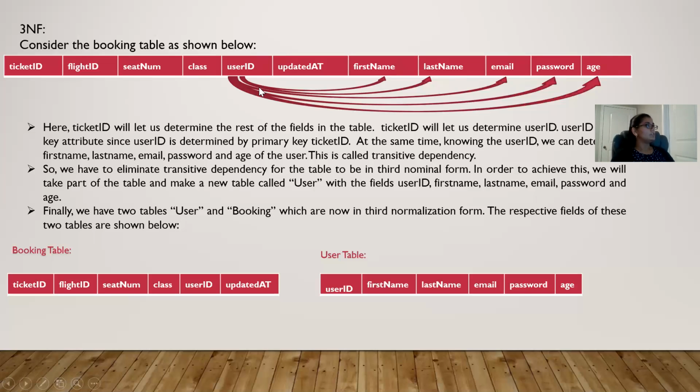So how do we do this? We do this by dividing the table into two tables, namely booking table and user table. So now the fields in the booking table are ticket ID, flight ID, seat number, class, user ID, and update alert. And the fields in user table are user ID, first name, last name, email, password, and age. So now by dividing the table into two tables, we have eliminated the transitive dependency and these two tables are said to be in third normal form.